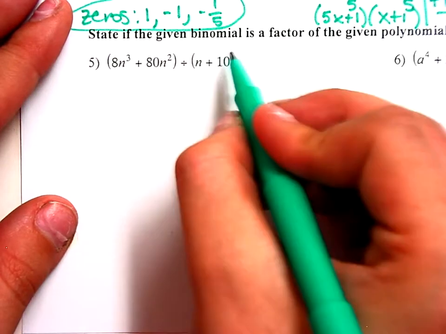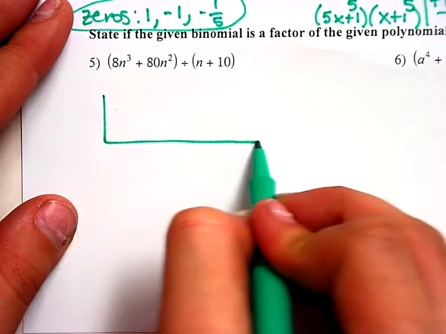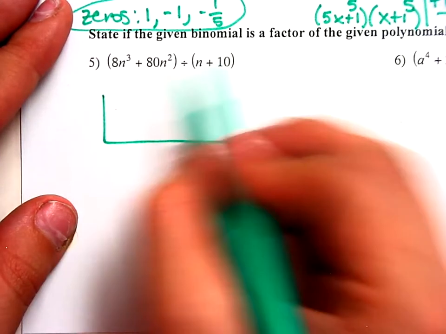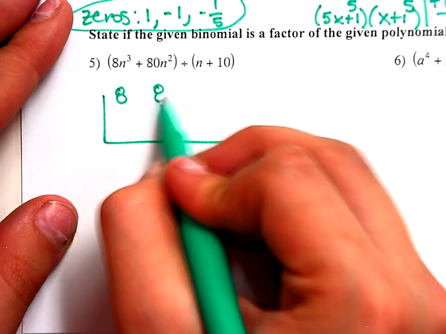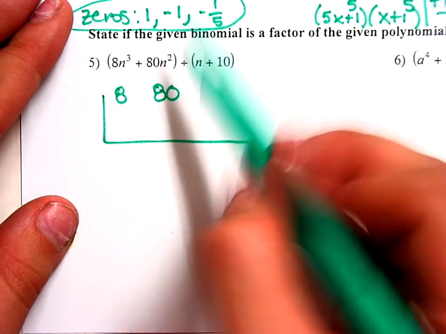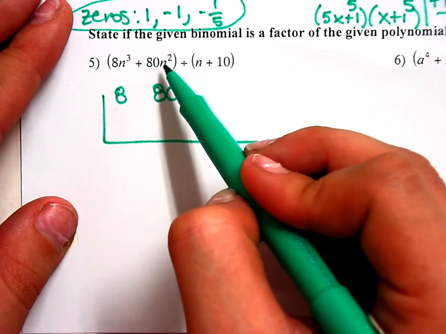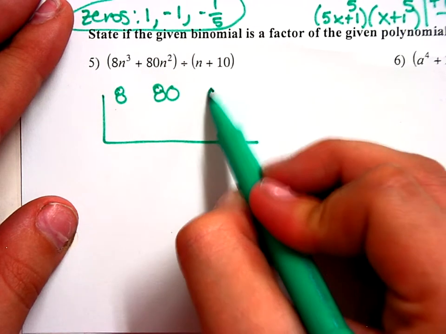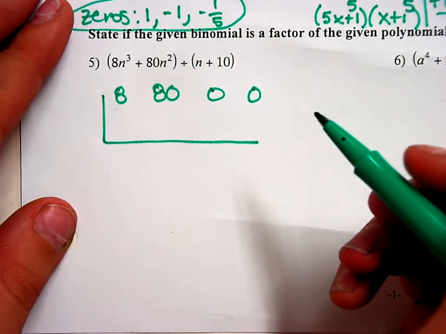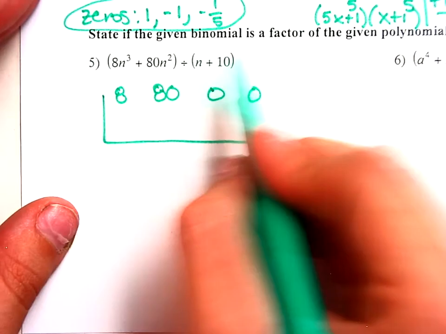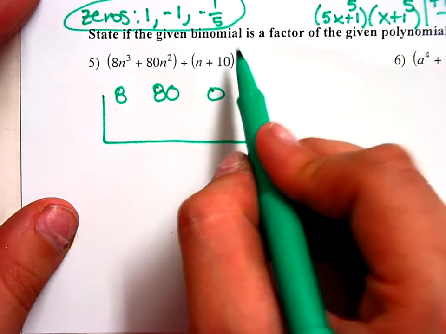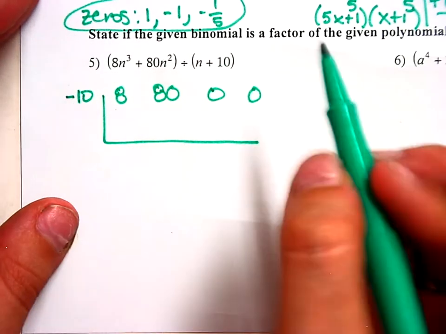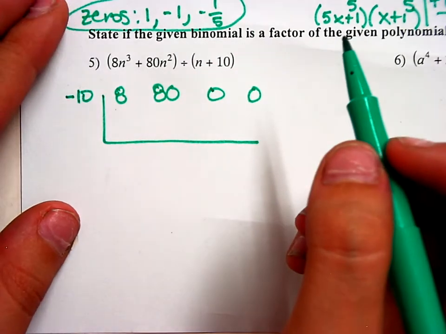So this one, if I want to use synthetic, again, I need to write all my coefficients here. So that's 8, 80, and then careful, I don't have an n to the first term and I also don't have a constant. So you need to write a 0 or a placeholder for both. Then on the outside, if n plus 10 is your factor, then that means -10 is your 0. So let's go ahead and get started.